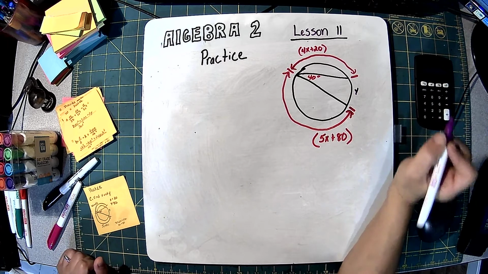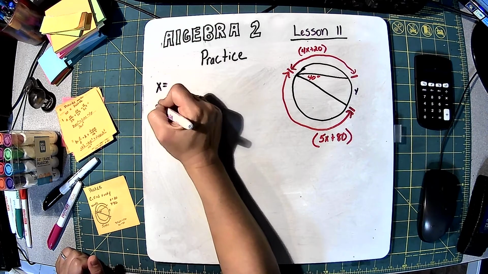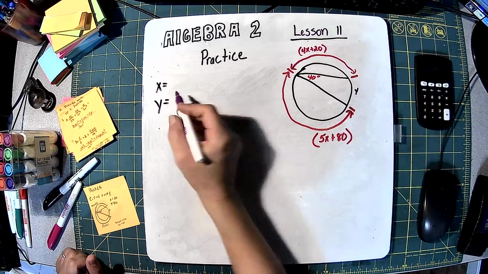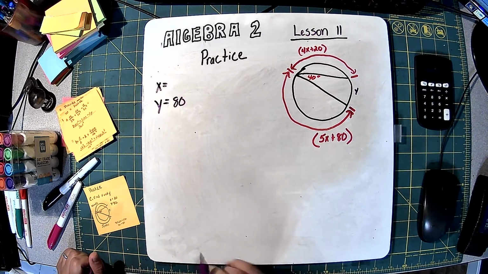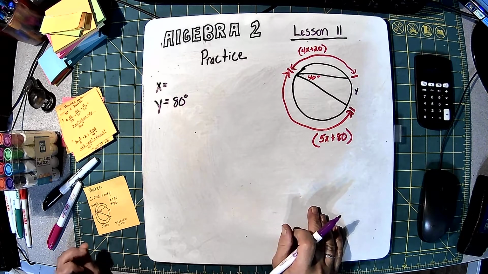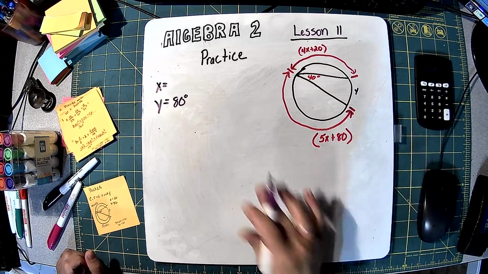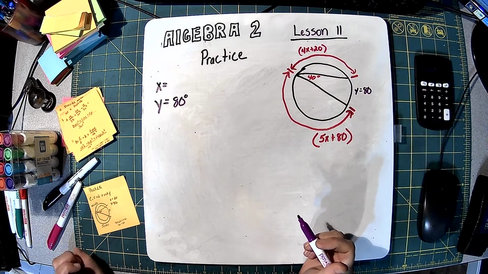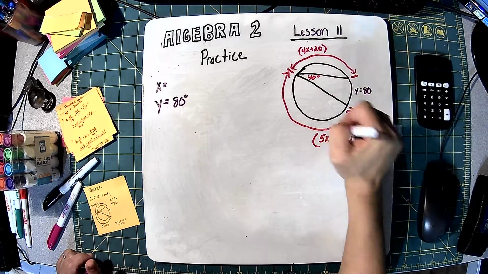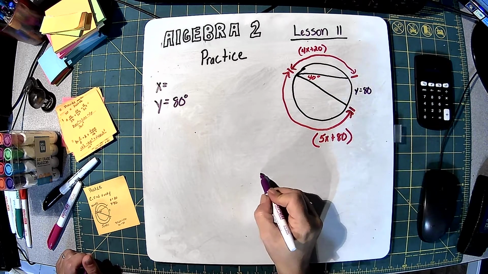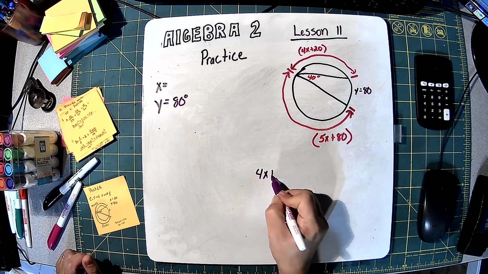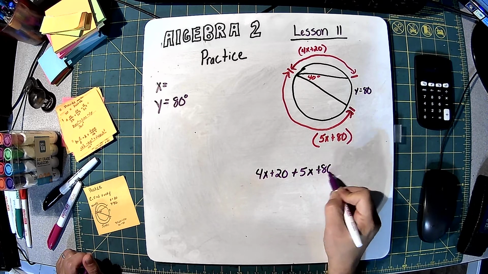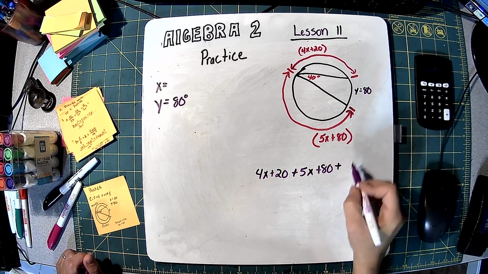Oh, we're supposed to find x and y. Well, y is pretty easy because we know it's double what 40 is, so y is 80. We can figure that out really quickly. Now we have to figure out what x is. We're going to add up all of these and set them equal to 360 because all the way around is 360. So we're going to have 4x plus 20 plus 5x plus 80 plus another 80 right there.